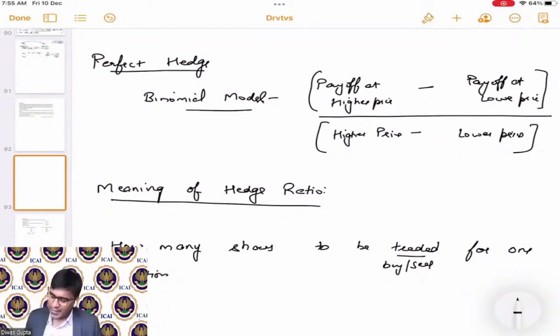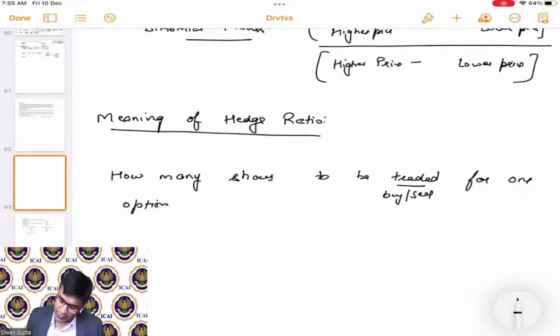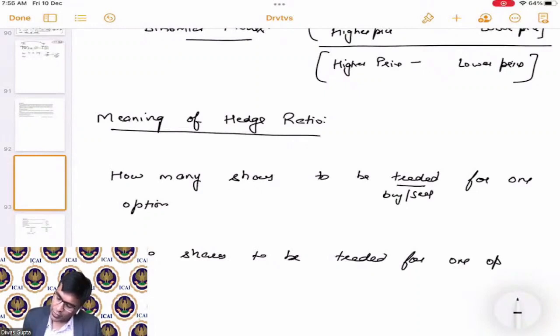Simple. So that means this gives us that 0.50 shares to be traded for one option. Then only you will be able to achieve a complete hedging. You're getting my point? Then only you will be able to get a complete hedge, a perfect hedge. Whichever way the price will move, the total gain or loss will be zero.